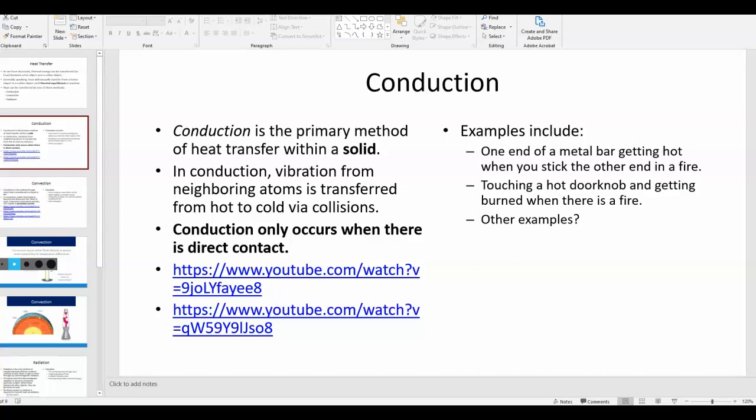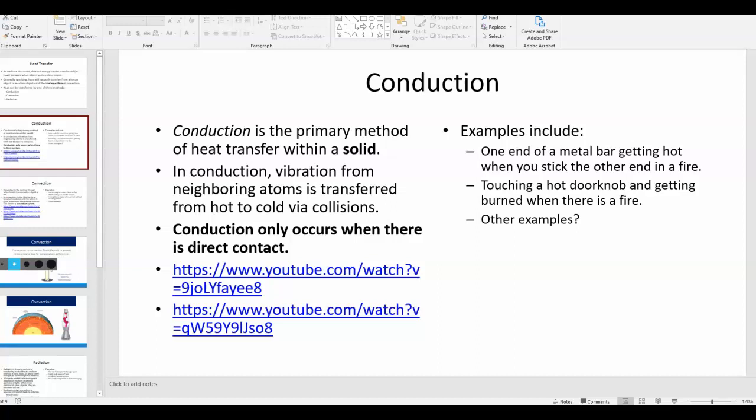And so conduction you typically see with solids and you see with direct contact because the atoms have to be close together in order for the collisions to actually happen. Okay, so that's why you typically only have conduction with direct contact, and usually only with solids. You can have conduction with liquids or gases, but it's not quite as common. And so I'm going to link a couple of videos just so you can see some examples of conduction, and you can get some more notes about conduction.